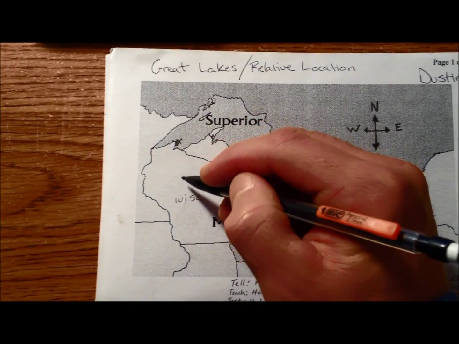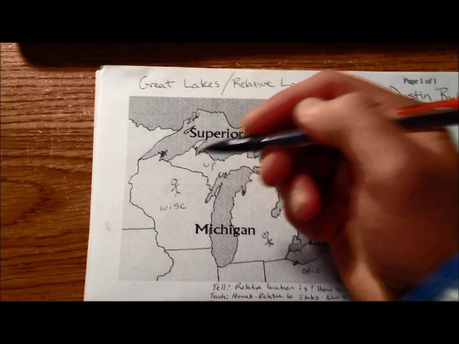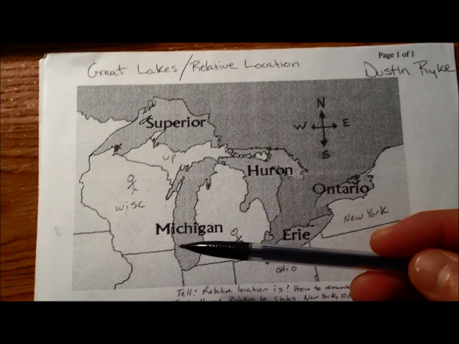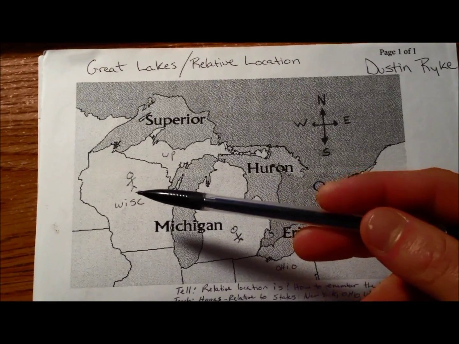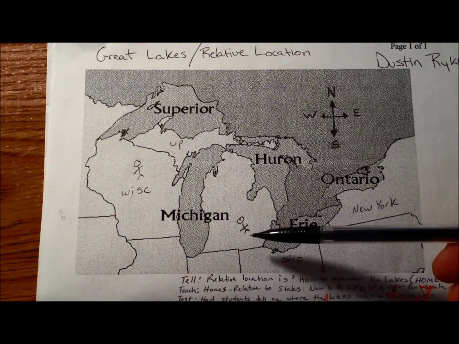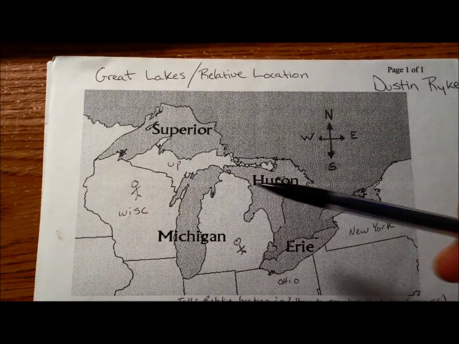Now, a person in Wisconsin would say that Lake Michigan is just east of their location. So you can tell that the relative location of the person in Michigan and the person in Wisconsin are very different. They're actually opposite.